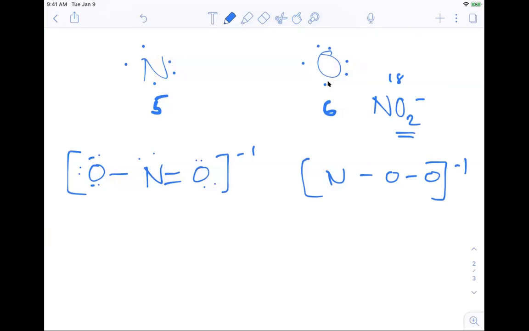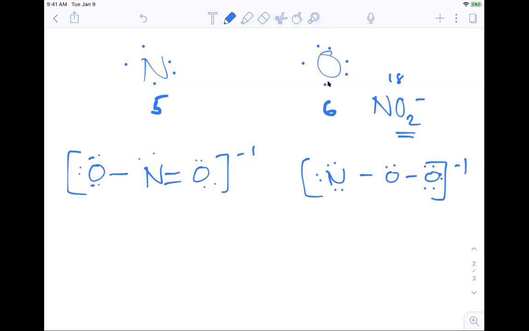So I would do the same thing: 1, 2, 3, 4, 5, 6. Same deal, 7 pairs. I've used up my 7 pairs. I'm done. I've got no place else to put it. Let me double check counting electrons. 2, 4. There's a dot there, you just can't see it. 2, 4, 6, 8, 10, 12, 14, 16, 18. I've used up all my 18 electrons.